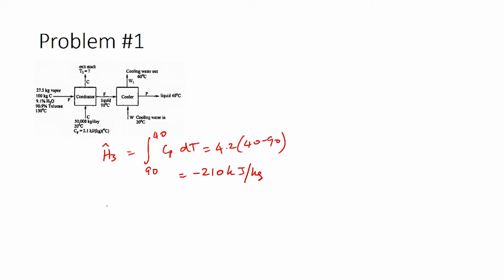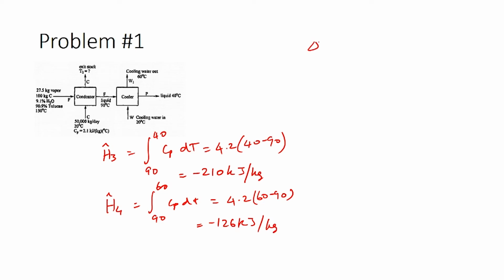H4 cap would be the integral from 90 to 60 of Cp dT, with Cp being the Cp of water liquid. Here you are looking at the cooling water leaving the system. We have taken the reference state for water as 90 degrees Celsius, and from there it is cooled to the outlet stream at 60 degrees Celsius. So, you have the integral from 90 to 60 of Cp dT. This becomes 4.2 times 60 minus 90, which is equal to minus 126 kilojoules per kilogram.